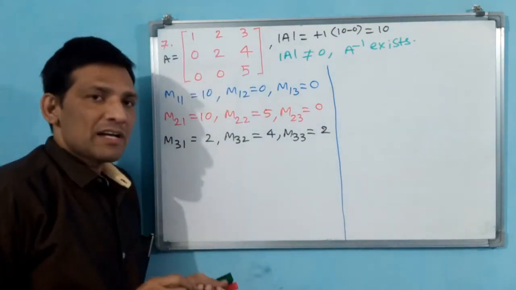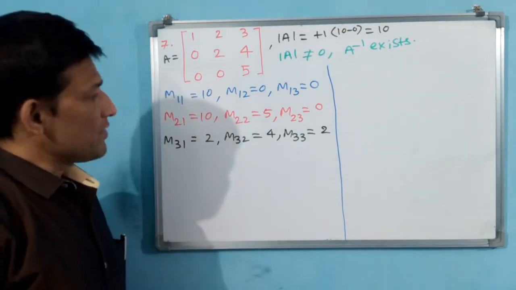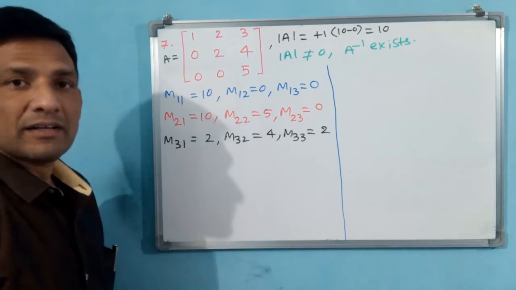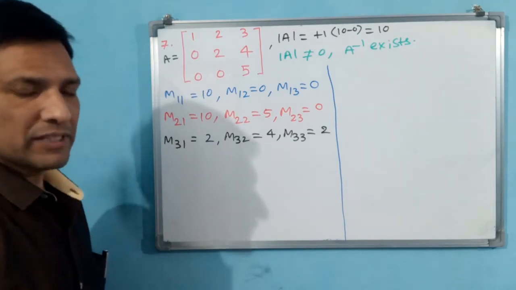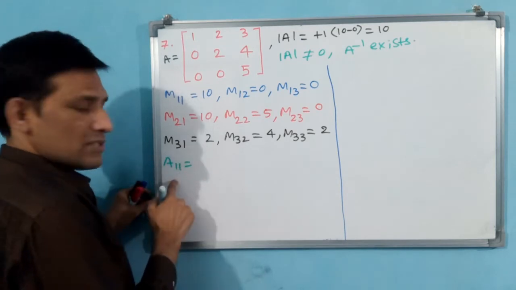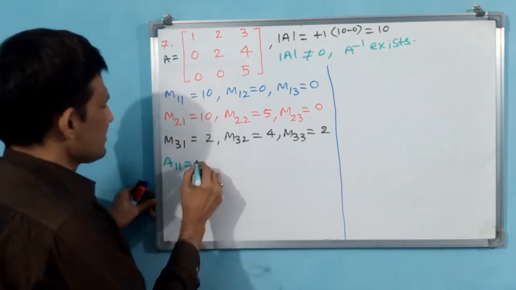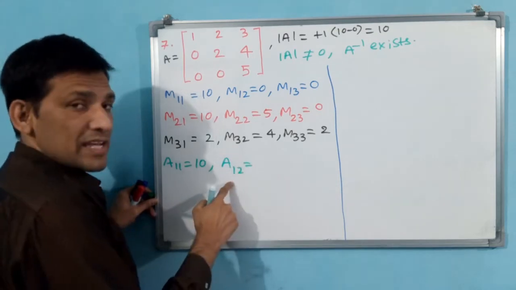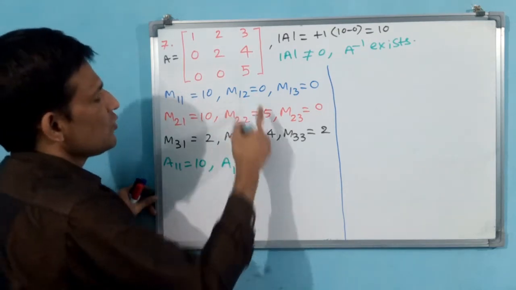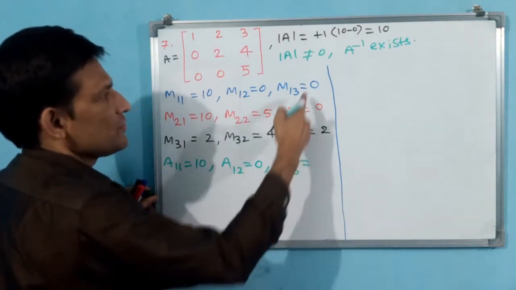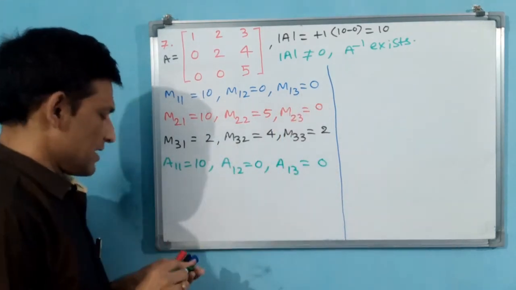These are minors. Now you find cofactors. How to find cofactors? Just the sign. You have to change the sign, that's all. Write down A11: same plus. That means 10 is 10 only. A12: sign has to be changed. Minus. 0 means, for 0 there is no sign change. A13: 0, there is no sign change.